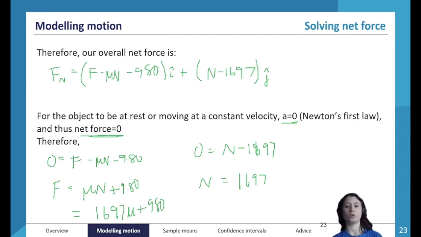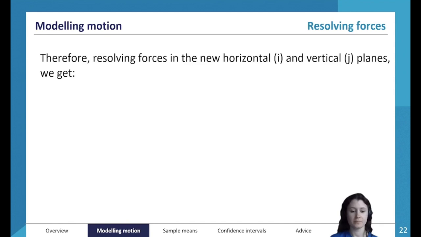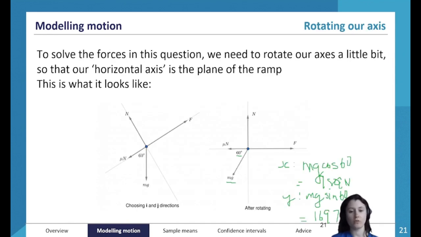So all we needed to do for this question is resolve our vectors into horizontal and vertical components, and then just find the sum in the horizontal and vertical directions. And as you can see, rotating our axis really helped with that.